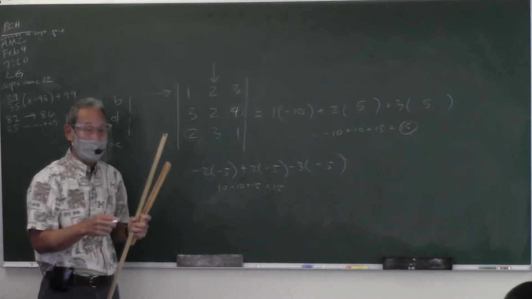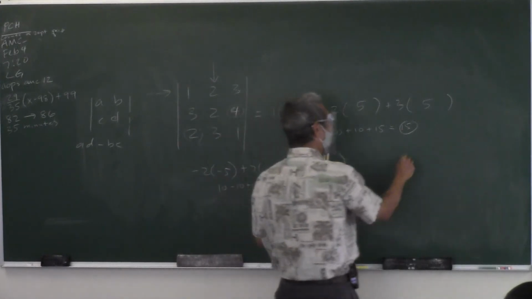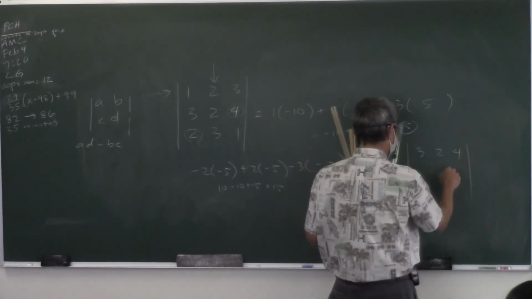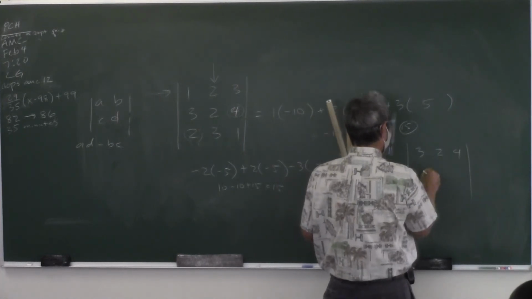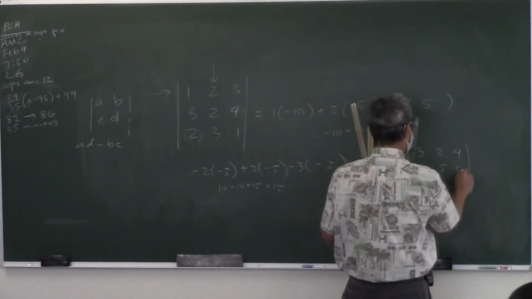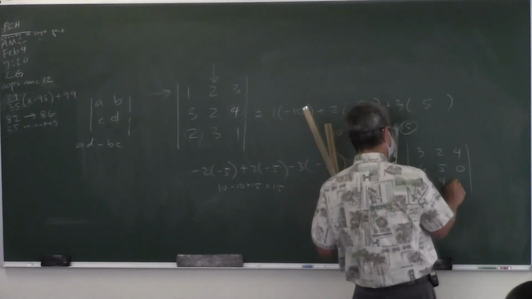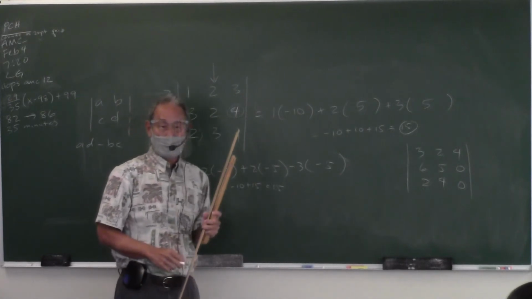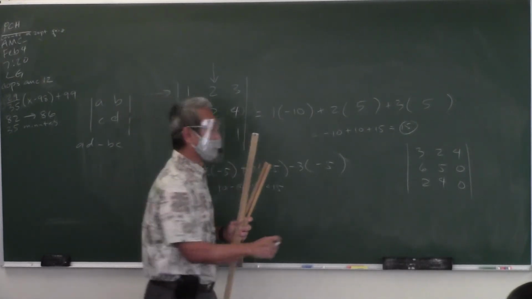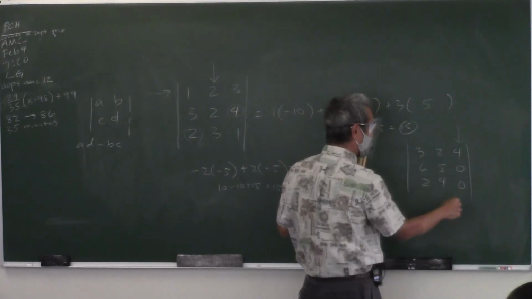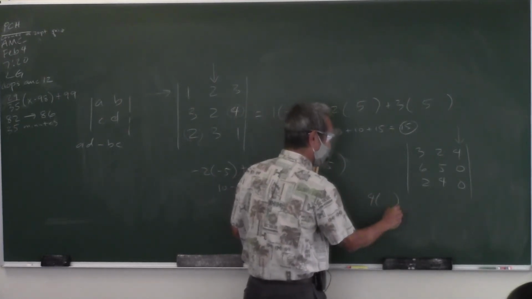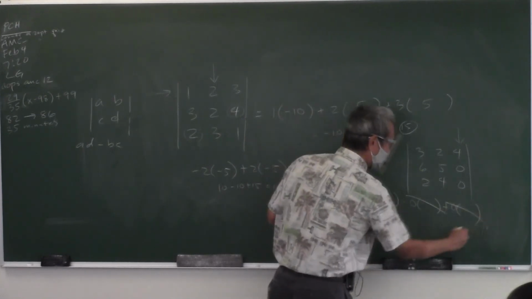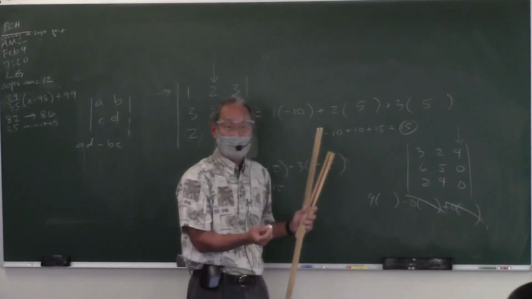Of course, if you're smart about it, you can save time, right? What if you had this? 3, 2, 4. 6, 5, 0, 2, 4, 0. Now, if you were smart, which row or column would you pick? The third column, because then you would go 4 times something minus 0 times something plus 0 times something, and these just could be 0, right? So you only have to compute one thing.